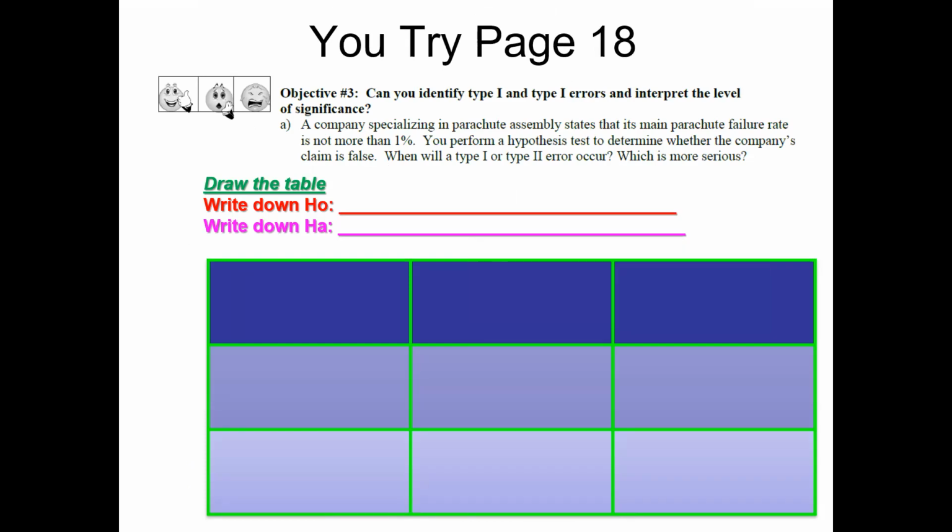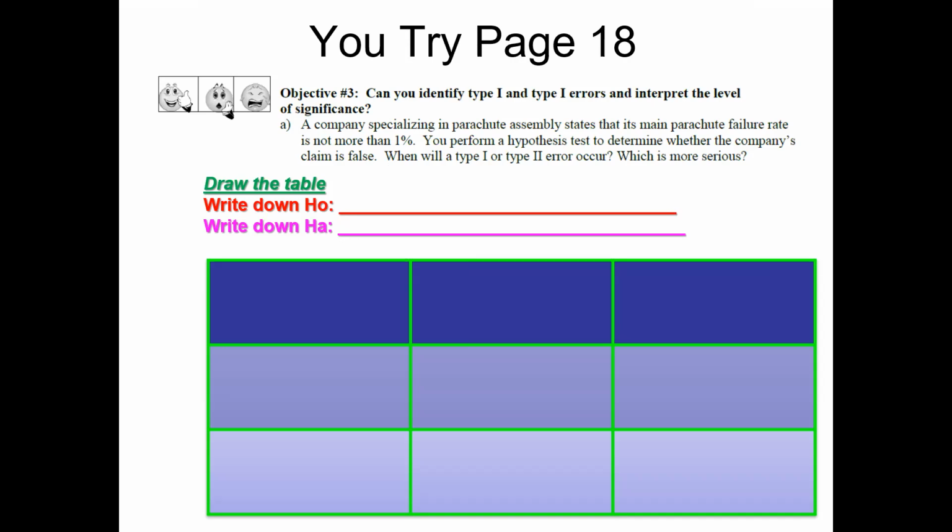Okay, it says a company specializing in parachute assembly states that its main parachute failure rate is not more than 1%. Basically, it's a company making parachutes, and they're saying, look, when you jump out of an airplane, we do not have any problems with this parachute. It's less than a 1% chance that something might go wrong with it, which personally I don't like, because out of 100 people, I might be that one person whose chute is just not going to work properly when I jump out of an airplane, and I have a big problem with that.